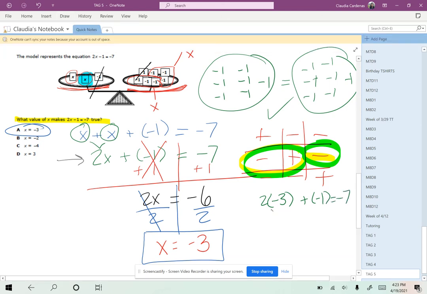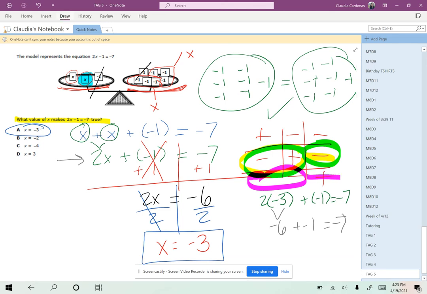2 times negative 3 is negative 6 plus a negative 1. The signs are the same, so we add and keep the sign, and I see that that equals negative 7 on both sides. Alrighty, so we're going to go ahead and check and work on one independently.